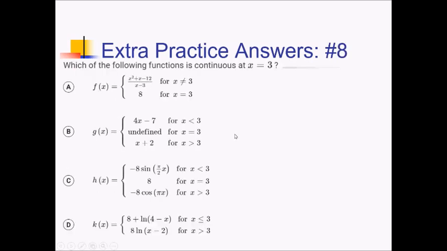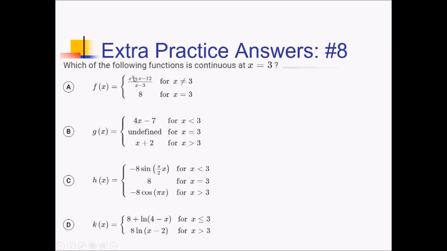For this problem, we're trying to figure out which of these functions is continuous at x equals 3. So let's just go through each of these and check limits, function values, and see if those things match. So to find the limit at x equals 3 for the f function in choice A, we need to use this first rule here, because I'm seeing what's happening as we approach 3, but that means we're in the not exactly equal to 3 jurisdiction here.